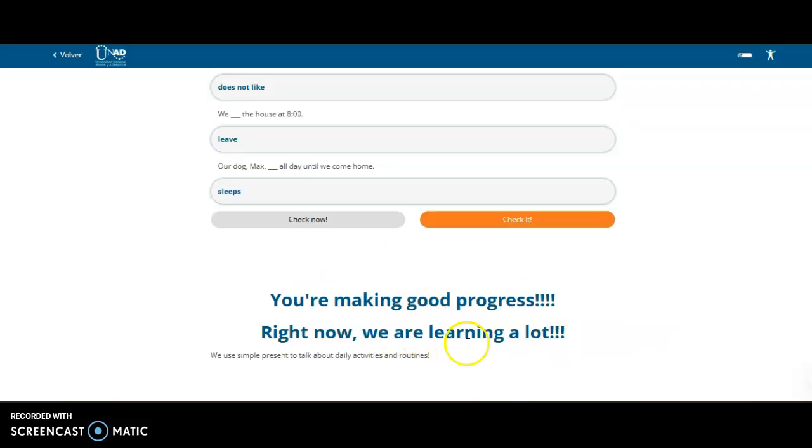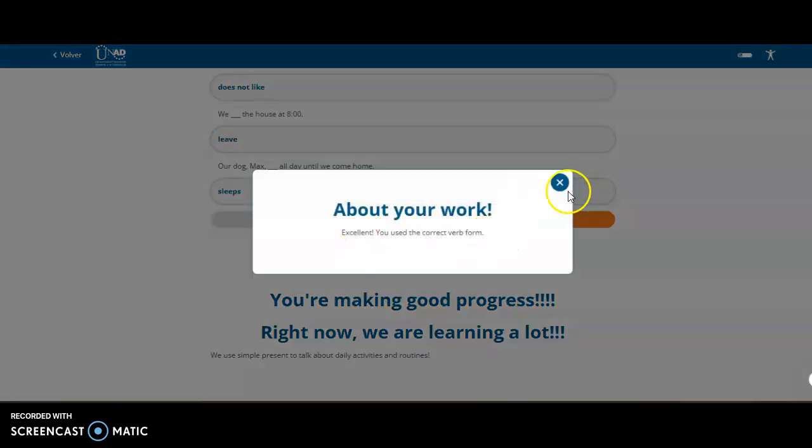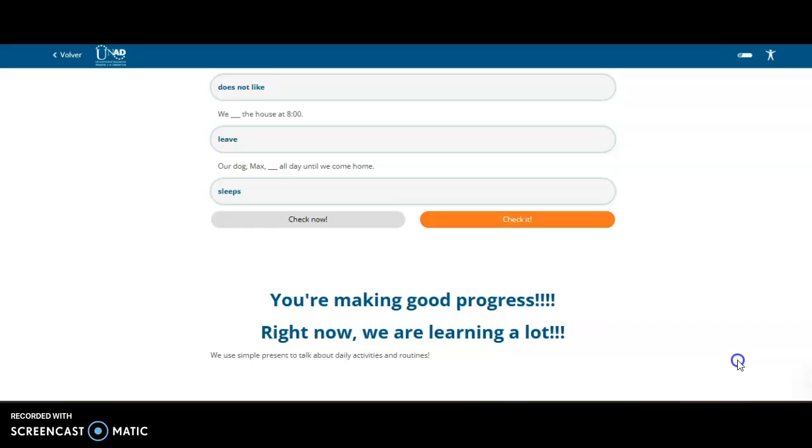So those reinforce the work that students are doing. So you are making a good process with the students. We use simple present to talk about daily activity routines. Okay. Excellent. You use the correct verb form.